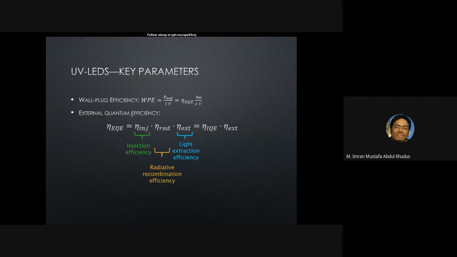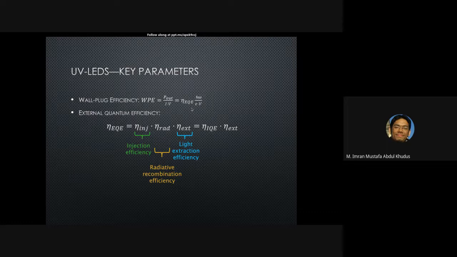When we talk about efficiencies, we have four types of efficiencies, as it were. The ones that we most care about are two: wall plug efficiency and external quantum efficiency. So wall plug efficiency is given by the power out divided by the power in. Power out meaning the light power out, and power in meaning the electrical power in, right? And this is just equal to the external quantum efficiency multiplied by the photon energy divided by the energy of an electron, as it were. So this is the energy of an electron, this is the energy of a photon.